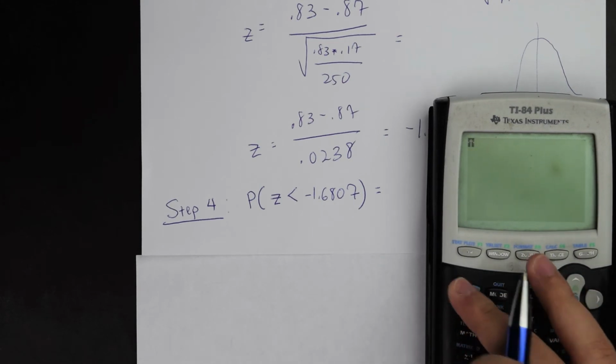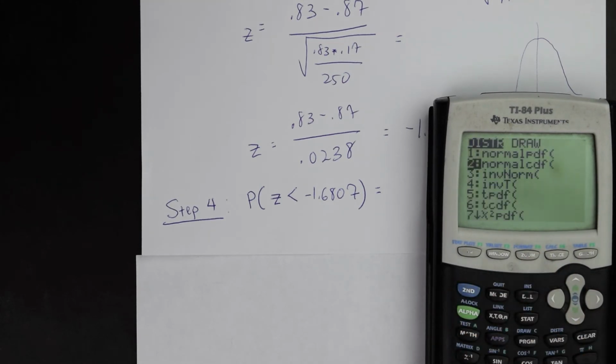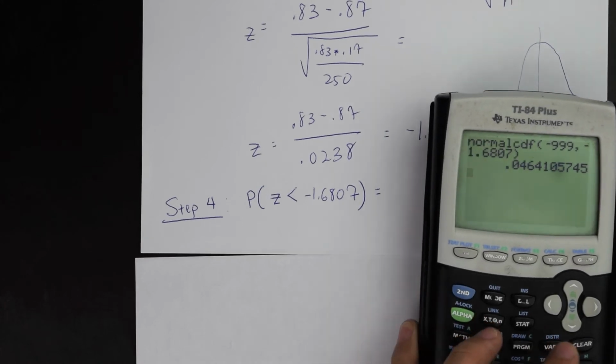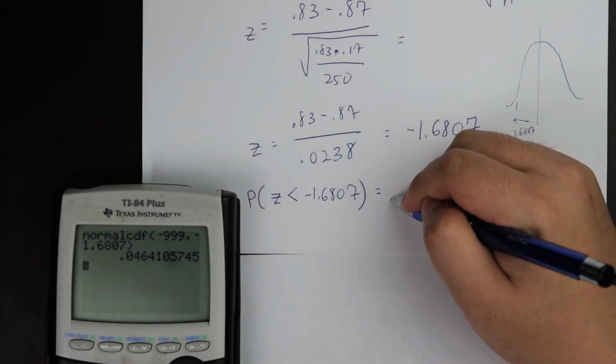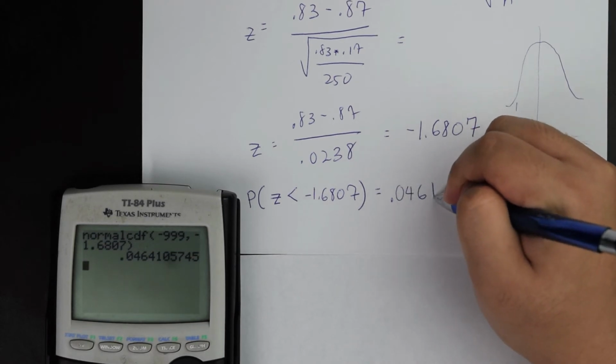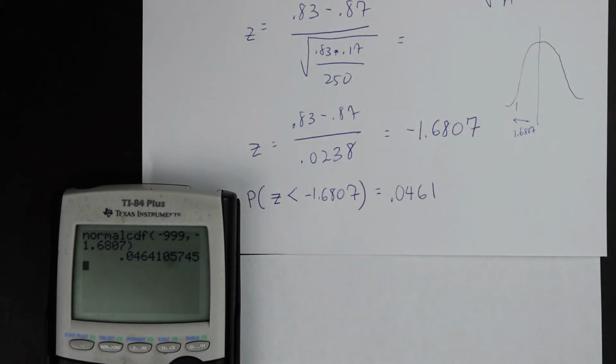Not stats. I'm going to push distribution right here, and I'm going to go to normal CDF. Okay, so I'll write the functions or the steps on the paper too, but just follow along for now. And I'm going to put negative 999, comma, the z-score that I got, negative 1.6807, and I'm going to get this specific p-value. So it is 0.0461. Okay, and so that means there's a 4.6% chance, or the p-value is 0.0461 chance that it's actually going to go lower than that value.